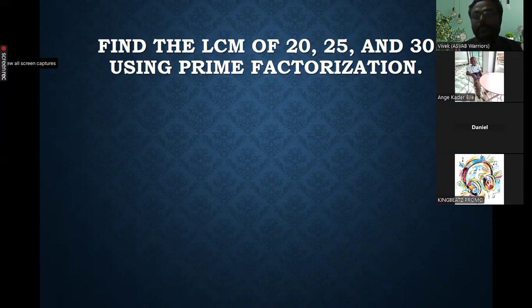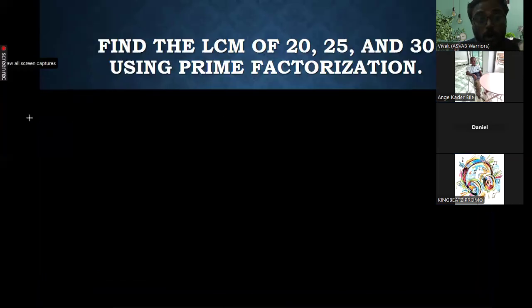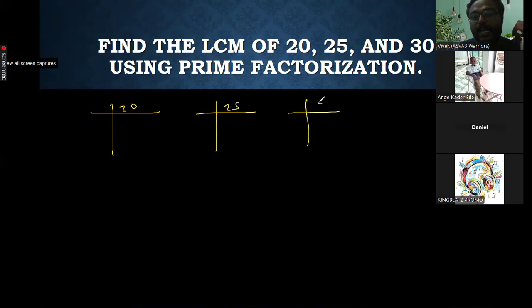Yes. Okay. Now I'm going to find the LCM for 3 numbers. Let's level it up. Because they might ask you to find the least common multiple or the greatest common factor of 3 numbers also. So I'll solve both of them. I'll solve the GCF also. I'll solve the LCM also. So here I'll have 20, here I'll have 25, here I'll have 30.